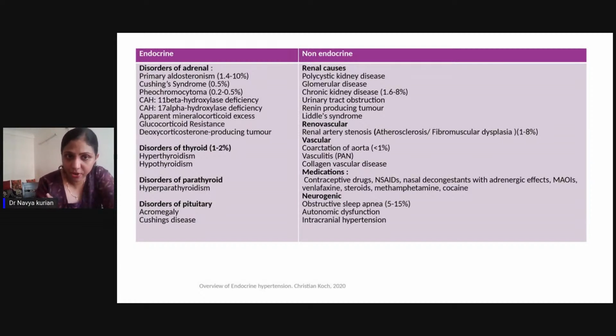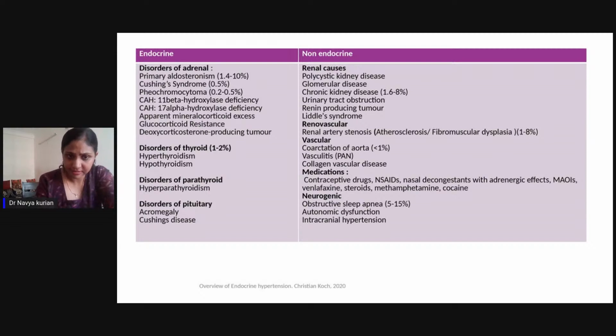Now coming to endocrine causes of hypertension, the most common endocrine causes are disorders of the adrenal. For example, primary hyperaldosteronism, Cushing's syndrome, phaeochromocytoma, and paraganglioma. Then there are rarer causes such as congenital adrenal hyperplasia due to 11-beta hydroxylase and 17-alpha hydroxylase deficiency. Then there are still rarer causes like apparent mineralocorticoid excess, glucocorticoid resistant syndromes, and deoxycorticosterone producing tumors.